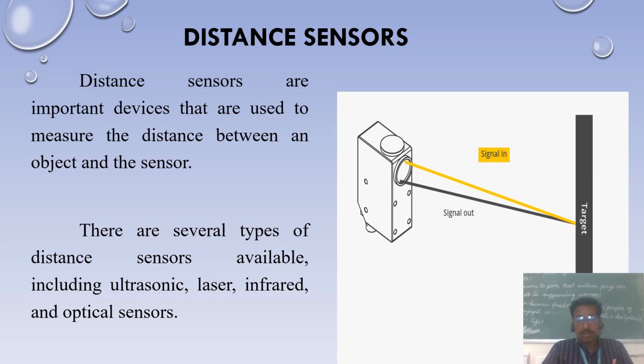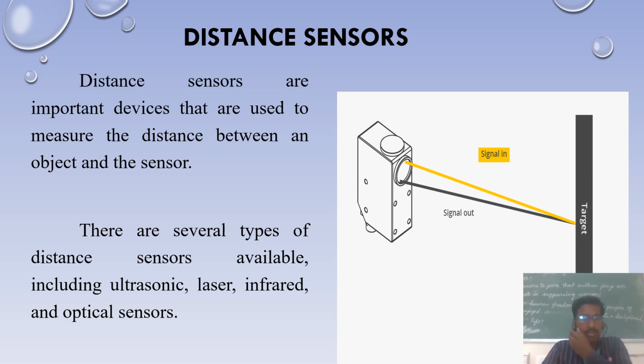Next one is a very simple and easy to handle sensor, the distance sensor. A distance sensor is generally used to measure the distance between an object and the sensor. If you fix the sensor in a robotic system, we can identify the distance between the object and that particular robotic system. Through this sensor, the robot can easily identify the locations or the distance between the object and the robotic system.